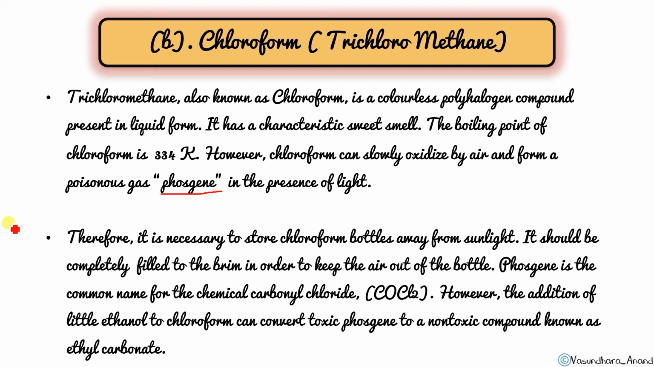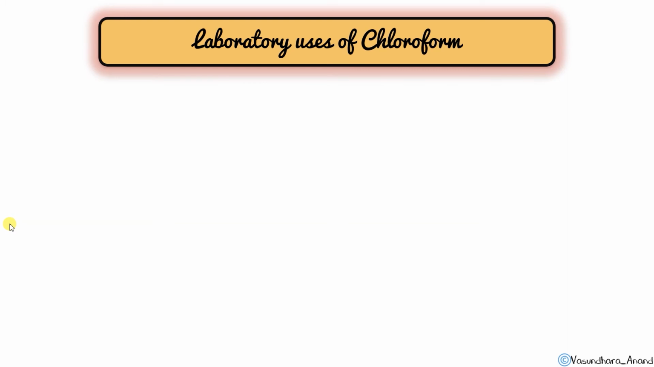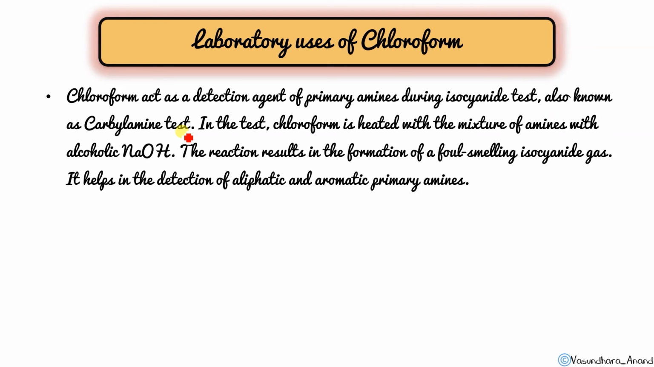So this can be converted into the non-toxic substance by adding ethyl carbonate. Got it? Okay, so next thing, laboratory uses of chloroform. What are the laboratory uses of chloroform that we have to know? Chloroform acts as a detection agent of primary amines.